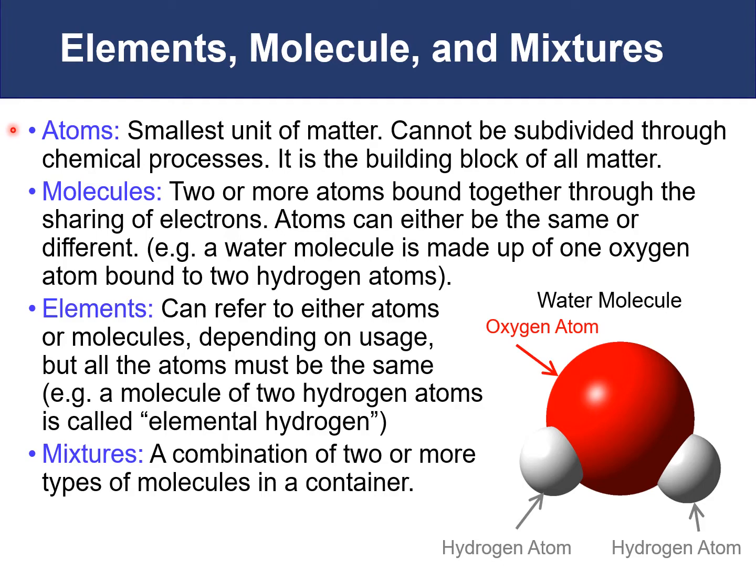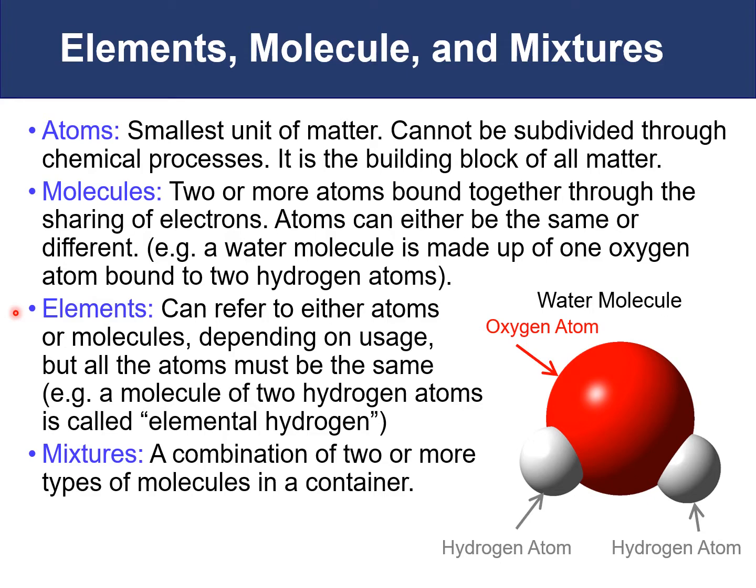When we take two or more atoms and bind them together through the sharing of electrons via a chemical bond, we call that a molecule. The atoms in a molecule can either be the same type of atoms or they can be different. In the case of water, molecules are made up of one oxygen atom and two hydrogen atoms. If all of the atoms that make up a molecule are the same, we call that an element.